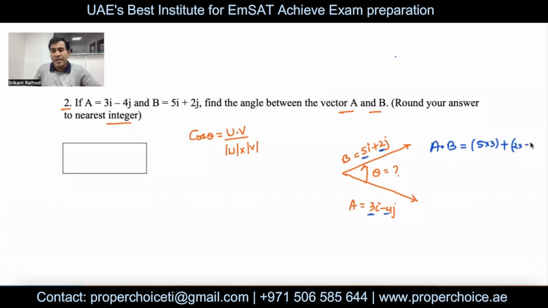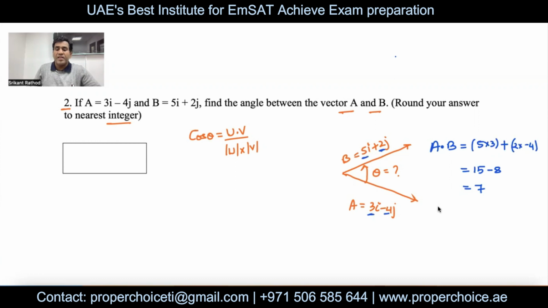So 2 times negative 4. What do I get? 5 times 3 is going to be 15. 2 times negative 4 is going to be negative 8. So the dot product of A and B is this. The answer, A dot B, is equal to 7.